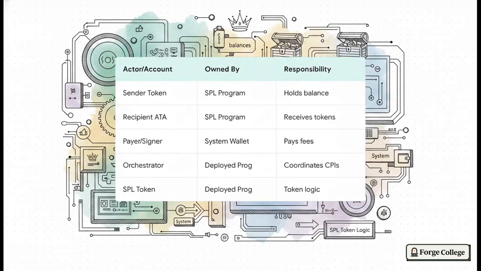Let's take what we just learned about orchestrators and CPIs and map out an end-to-end workflow just so you can visualize exactly who signs a transaction and which account owns what piece of data. Check out this matrix of actors, accounts, and responsibilities. Let's walk through it together.